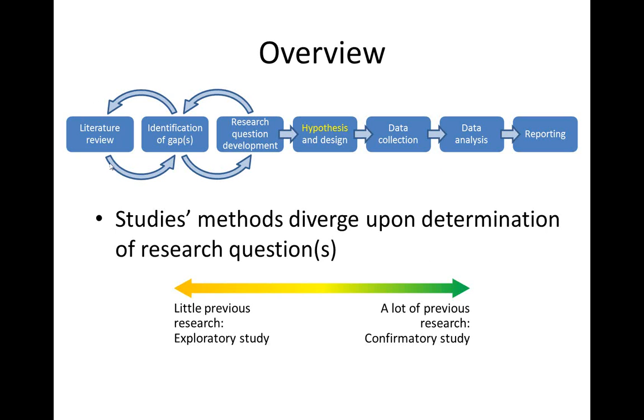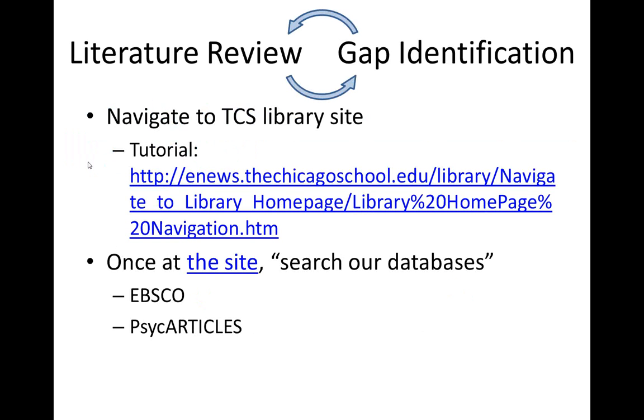But let's start over here at the beginning with the literature review and identifying gaps in the literature. So for most of you, the very first step is basically to go to the TCS library website, and from there, just search databases. There's a great little tutorial that shows you how to navigate to the library. I'm not going to go through that. You can obviously feel free to use this link for your own purposes.